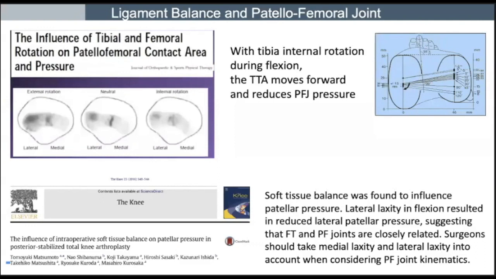This medial pivot knee kinematic will also have an effect on the patellofemoral joint because, as shown in these two papers, with more tibial internal rotation during flexion, this will translate the TTA anteriorly and medially and will relieve the patellar pressure during knee flexion. So it is very important to remember that the soft tissue balance in a normal knee will have an effect on the knee kinematic and also on the patellofemoral joint.